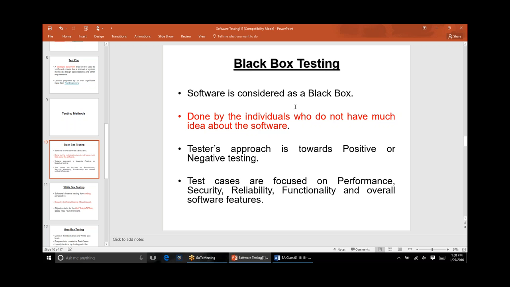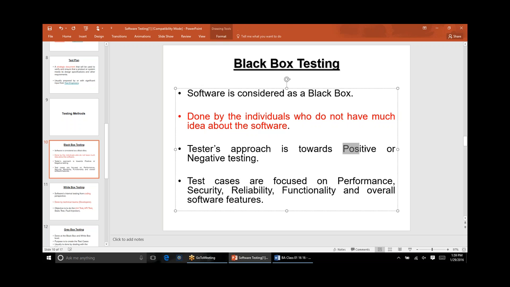Black box testing is done by individuals who do not have much idea about the software. They don't know what the software is. They never use that software. They never worked in the software. They understand business requirements, business expectations. They do not understand what this software consists of.